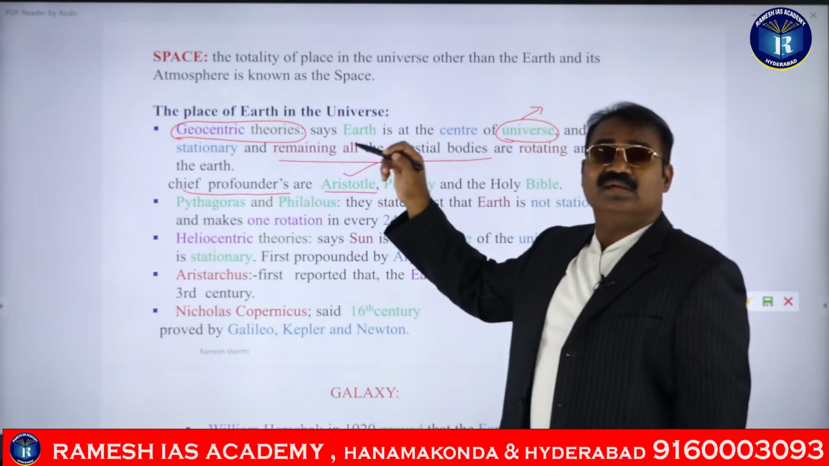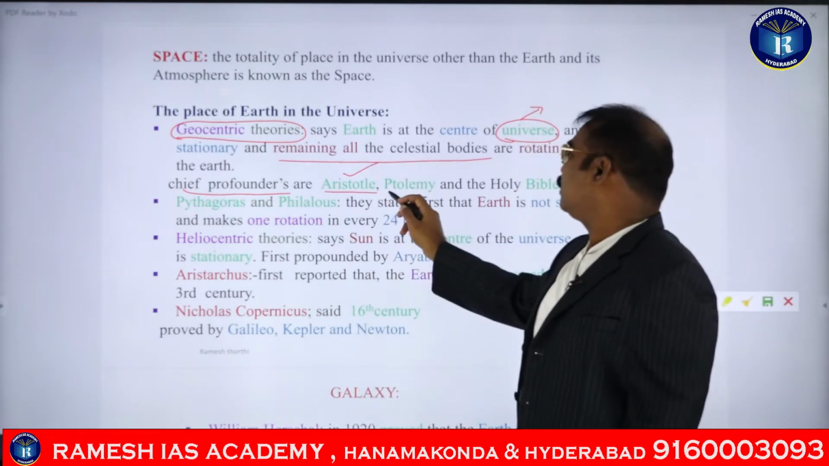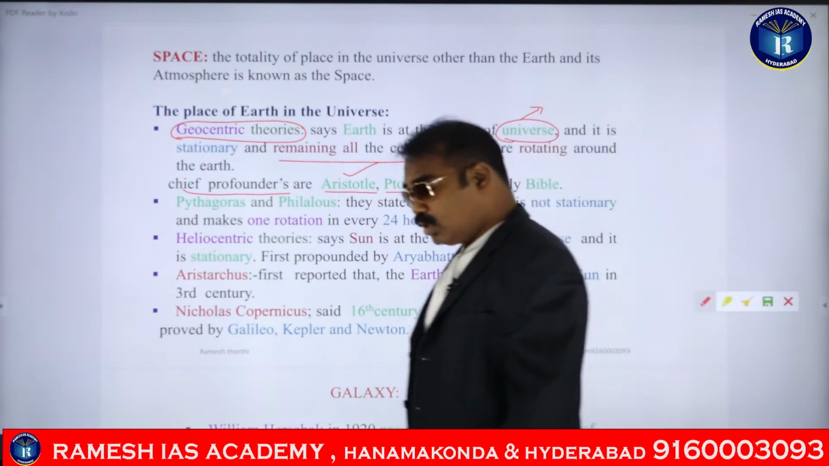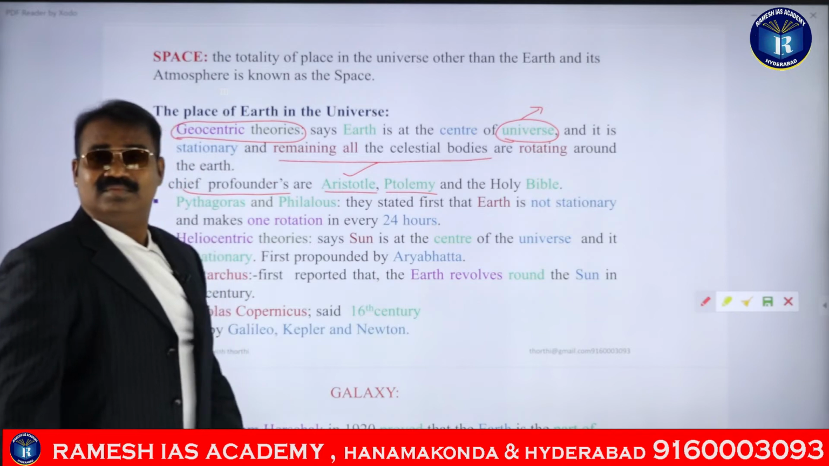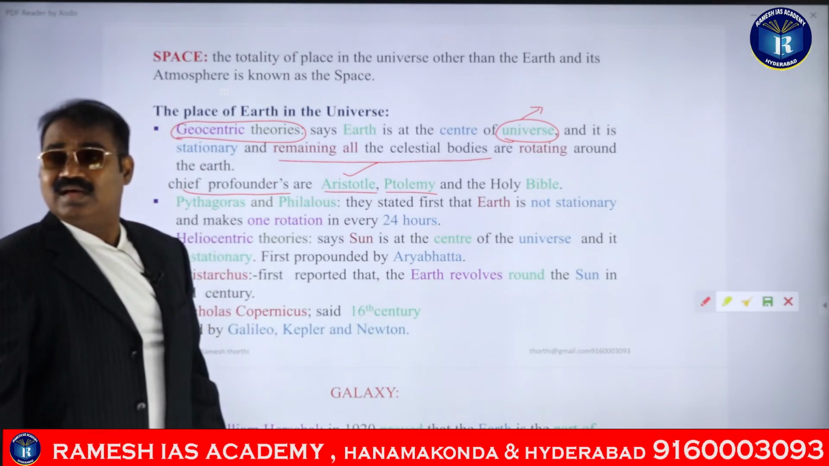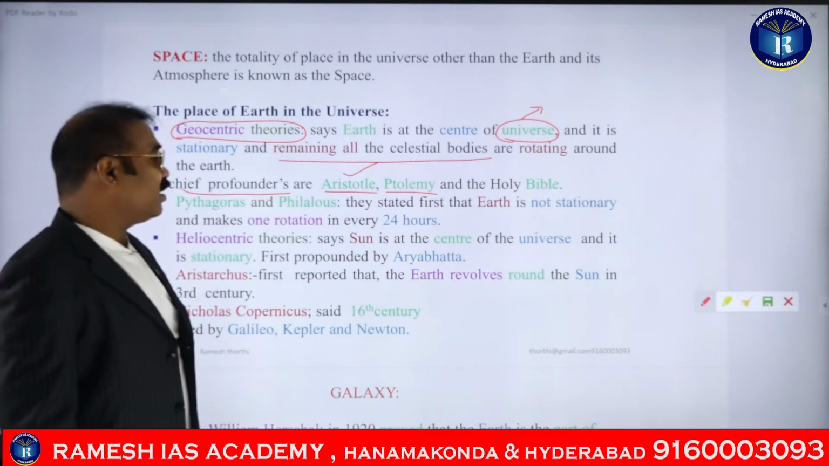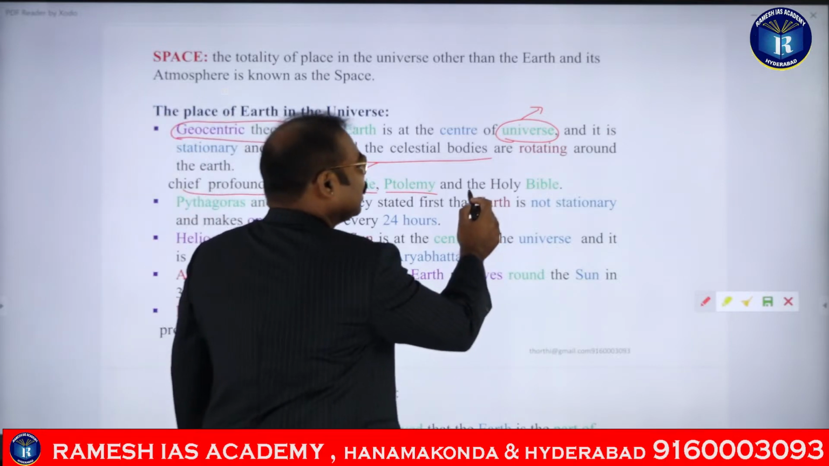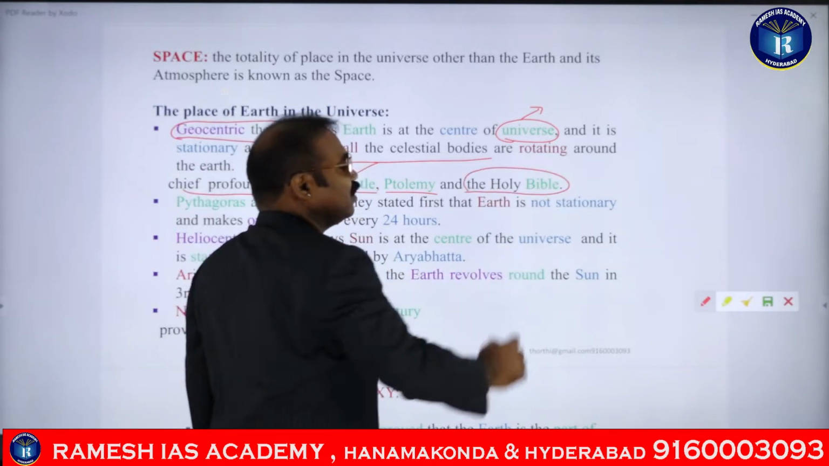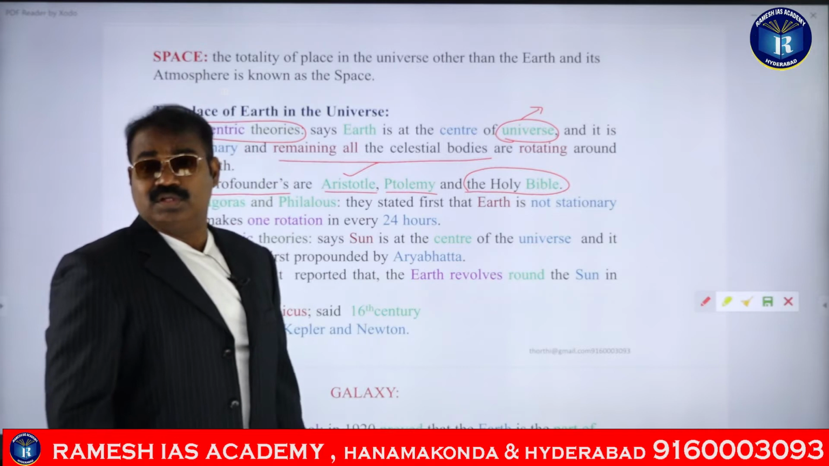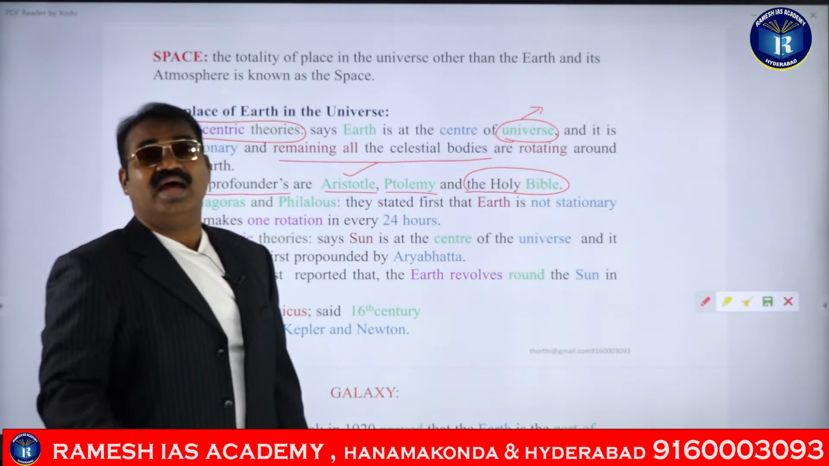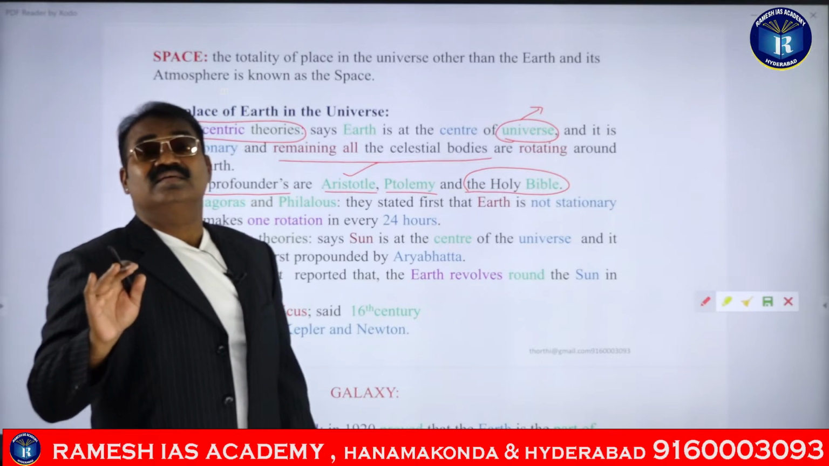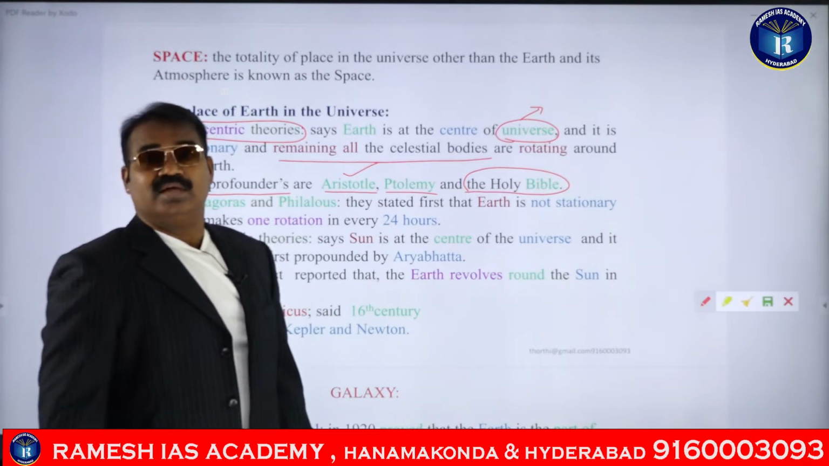Aristotle said that the Earth is at the center. Then came Ptolemy. Ptolemy was also a great academician, right? He also said the same thing, that the Earth is in the center, guys. Then comes the great religious book called the Bible, guys. It also told the same thing, that the Earth is stationary, and it is flat and not moving, guys.